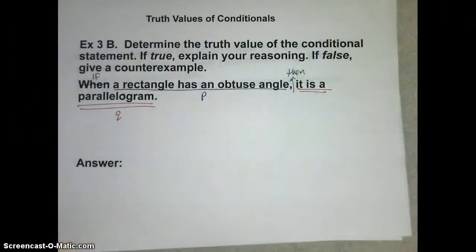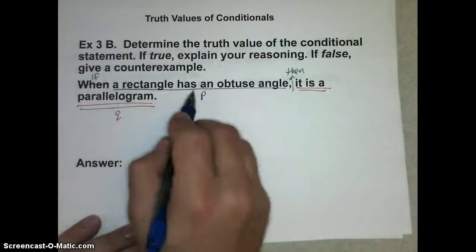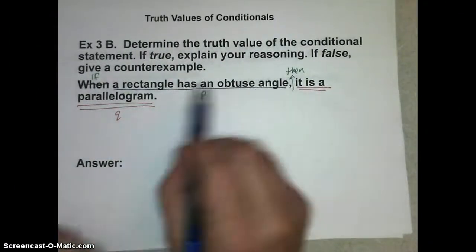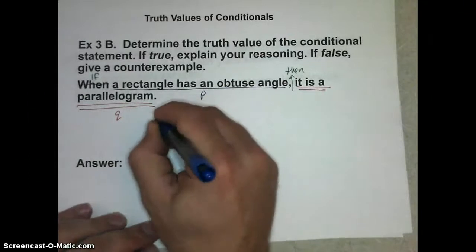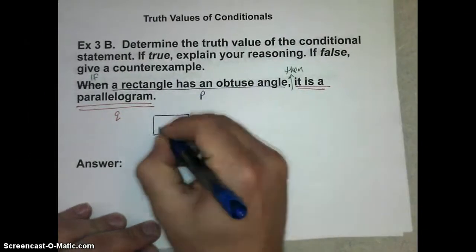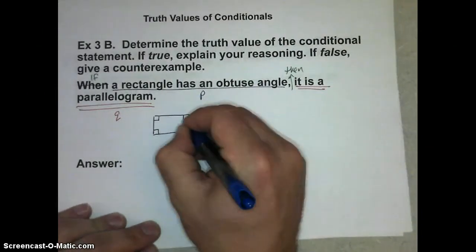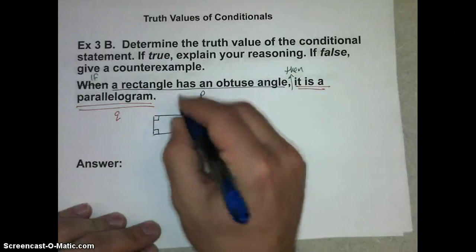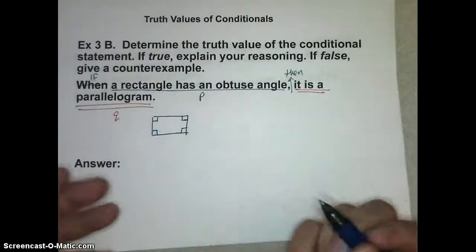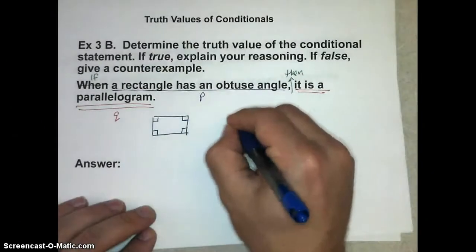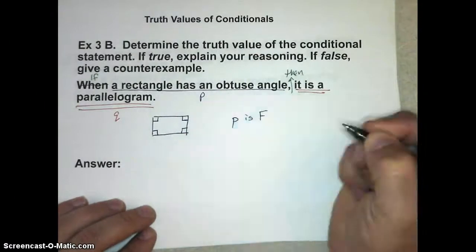Well, let's think about the hypothesis. A rectangle has an obtuse angle. If you really think about that, a rectangle has 4 sides, but we know each angle is a right angle in a rectangle. So can a rectangle have an obtuse angle? The answer is no. So our hypothesis is false.